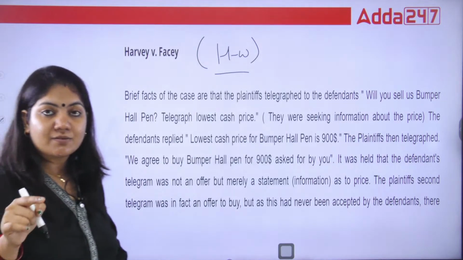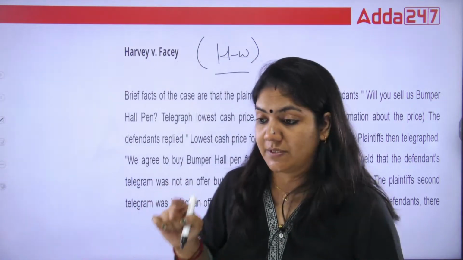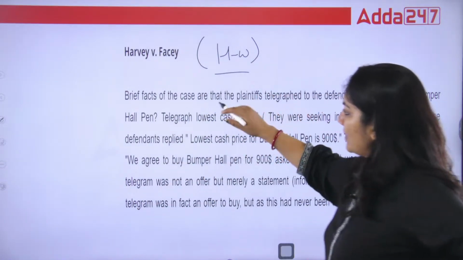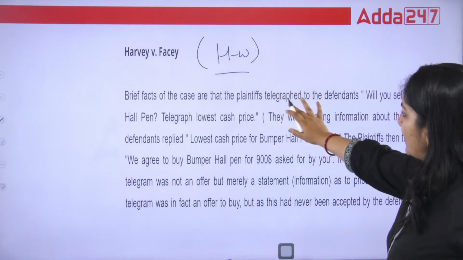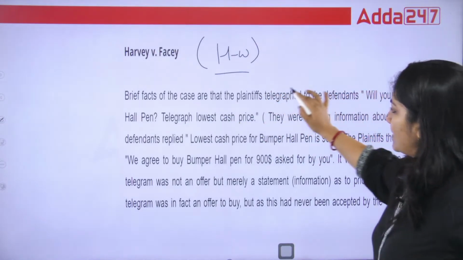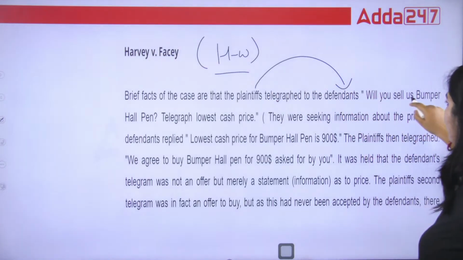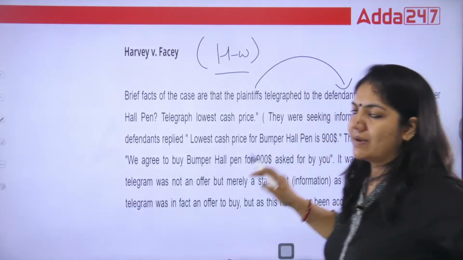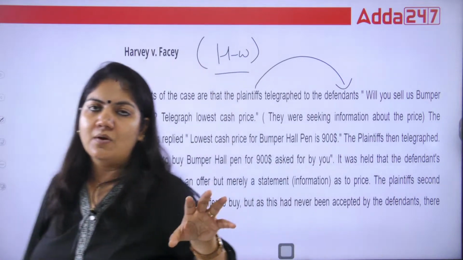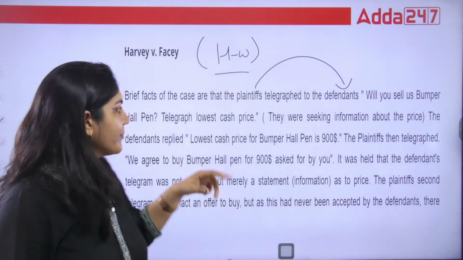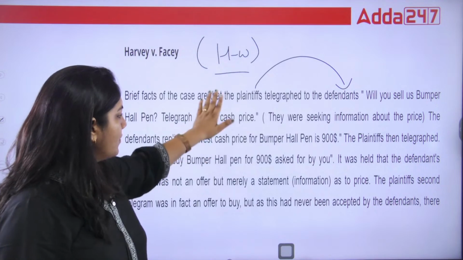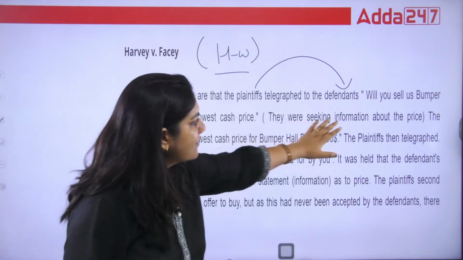Everybody who is seeing this question has to give me the answer in the comment box. Okay, now see. Brief facts of the case: plaintiff telegraphed to defendant. Plaintiff means the person who filed the case. Telegraphed to defendant, will you sell us bumper hall pen? Just imagine bumper hall pen is an object. Telegraph lowest cash price. They are seeking information about the price.